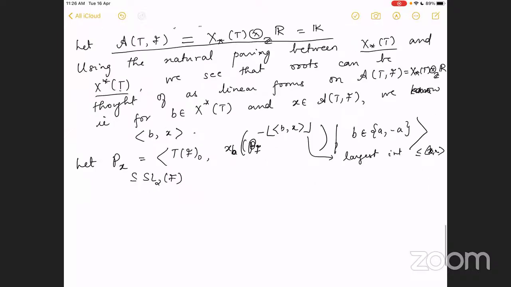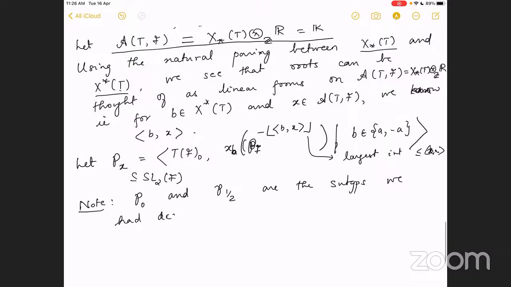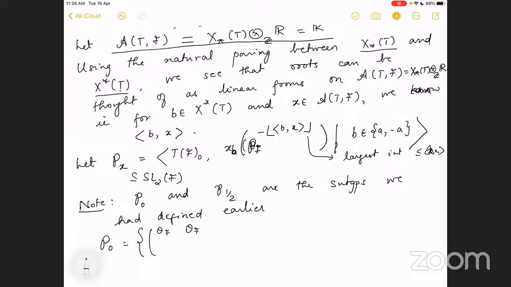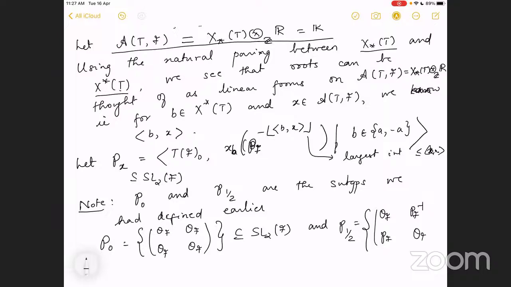Okay, now you can see, note, P0 and P half are the subgroups we had defined earlier. To recall, P0 was this group, O_F contained in SL2(F), and P half is the subgroup, note that you get P_F inverse here, P_F and O_F. Okay.